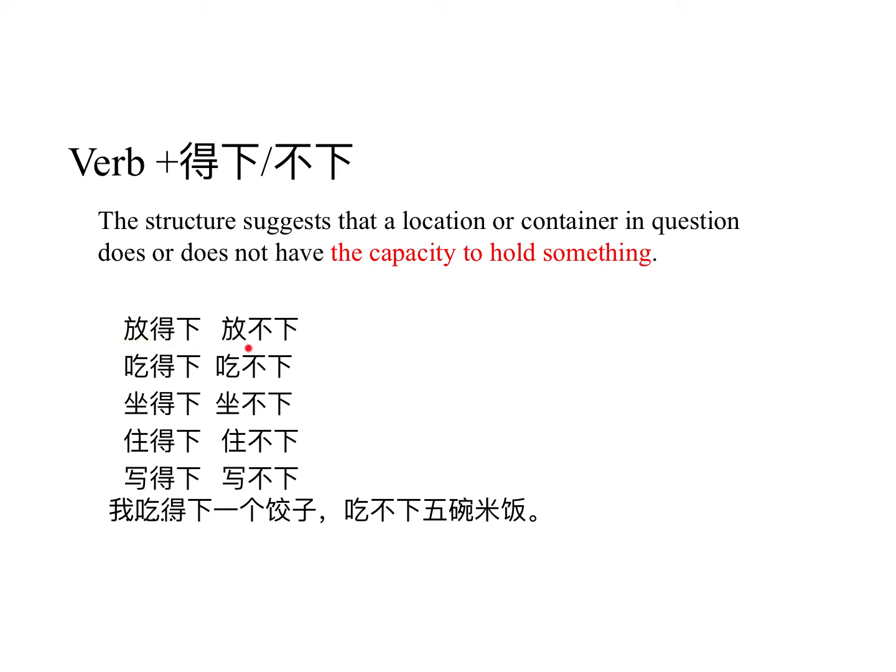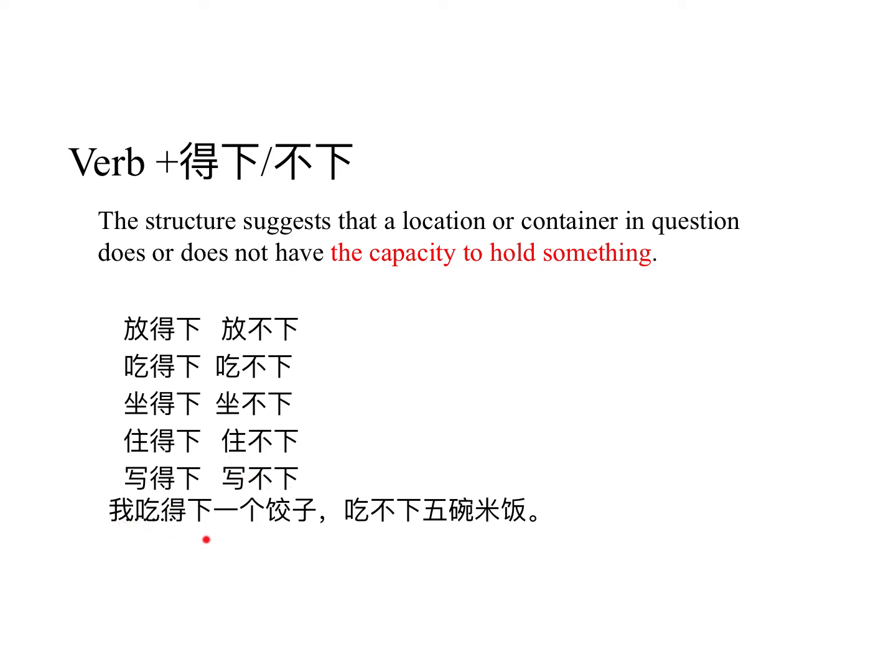放得下,放不下. 吃,吃得下,吃不下. Does your stomach have the enough capacity to hold something? Next one is 坐. 坐 means to sit. 坐得下,坐不下. Next one, 住. 住得下,住不下. To live. Next one, 写. 写得下,写不下. To write.